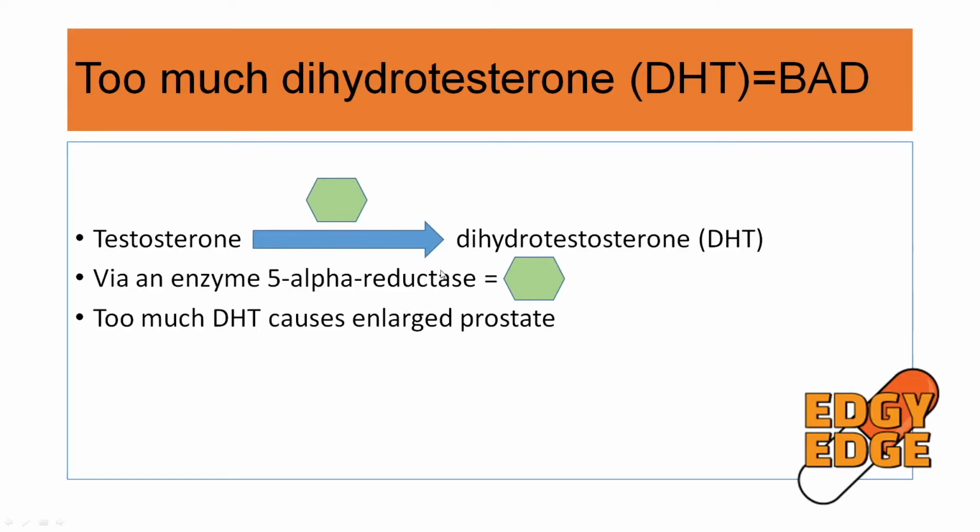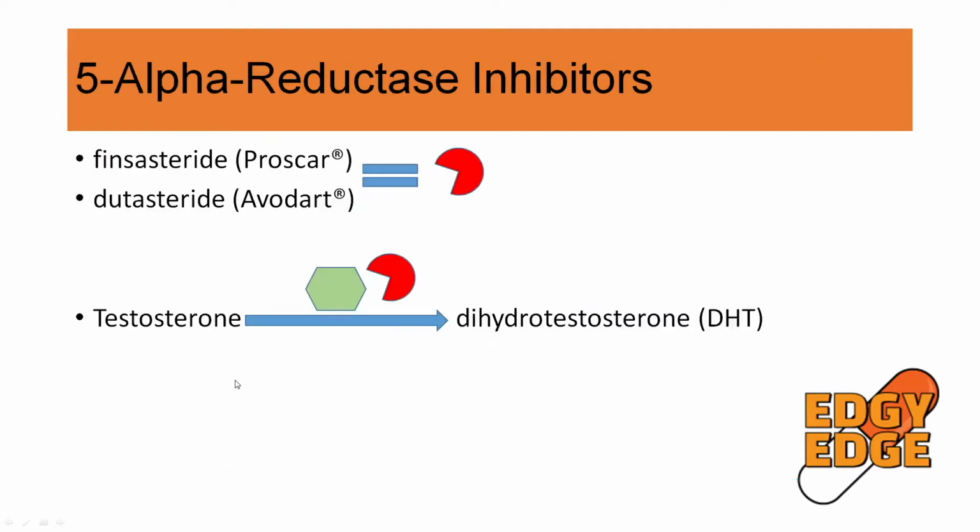And quick note, if any name ends with ACE or ASE, you know that's an enzyme. So we have too much DHT, it causes an enlarged prostate. So 5-alpha reductase inhibitors are medications that inhibit this enzyme to slow down or lower the amount of DHT made. So Finasteride, brand names Proscar and Avodart, and Dutasteride, we denote this as this red partial pie chart looking thing. We have this as an inhibitor.